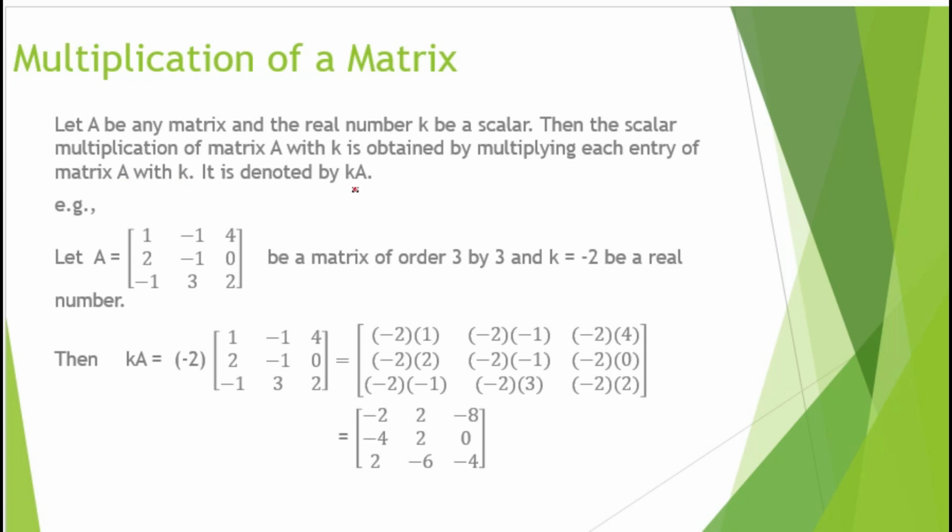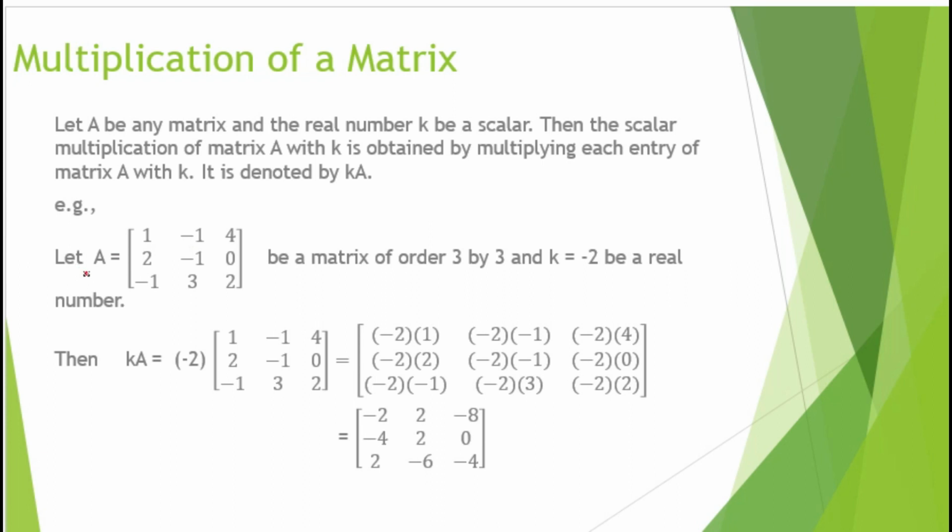What is meant by all that? If we have a number which is a scalar, and we multiply the scalar number with any matrix, then the matrix will be the multiple of that scalar number. So here is an example.